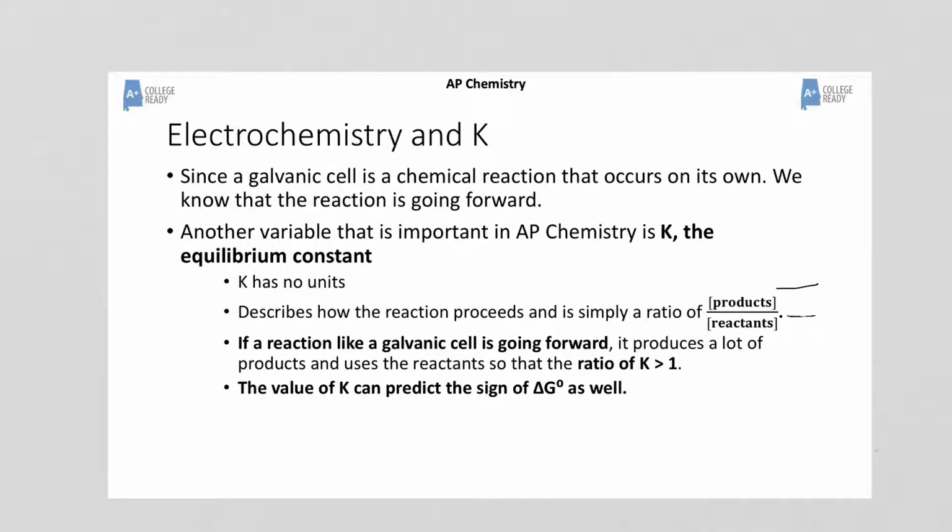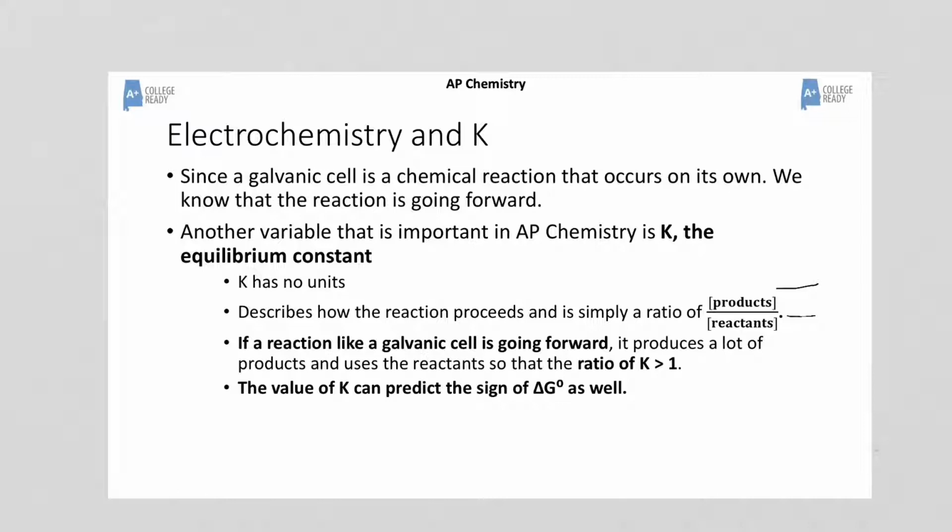Now, what we're looking at here is basically what is the value of K. Just like when we said Q and K, and we'll get into this discussion in later units, Q was that ratio, K is the same ratio. The main difference is for K, these molarities we know are at equilibrium. For Q, it's unknown where the reaction is. So again, I know that's a lot of detail right now, but what you really need to worry about here is K greater than 1 or less than 1?